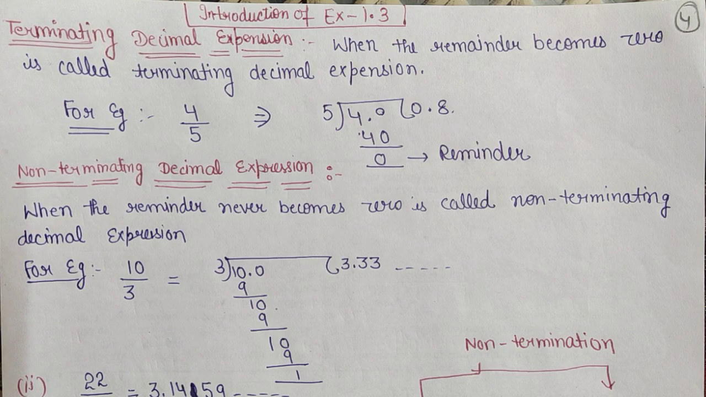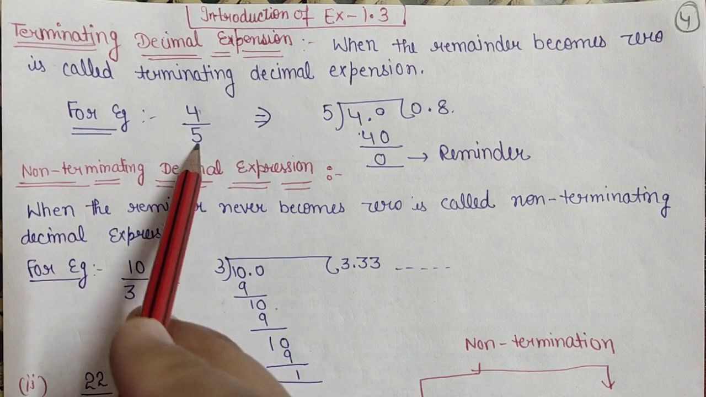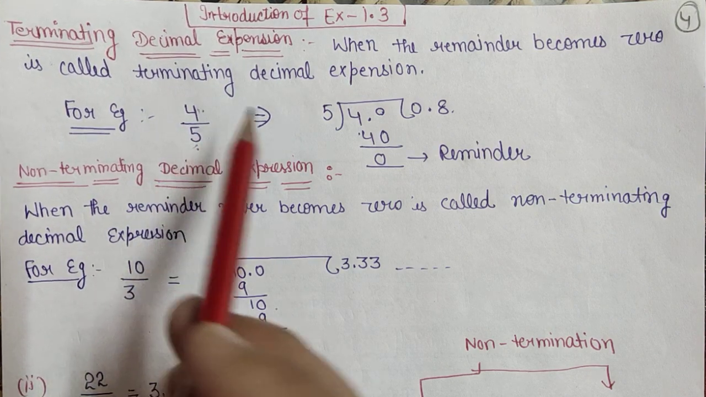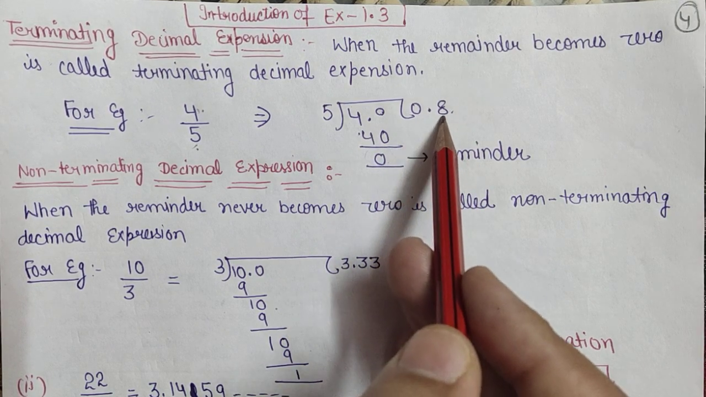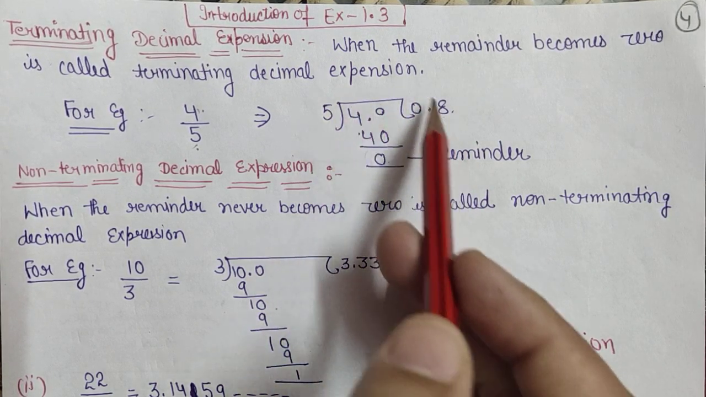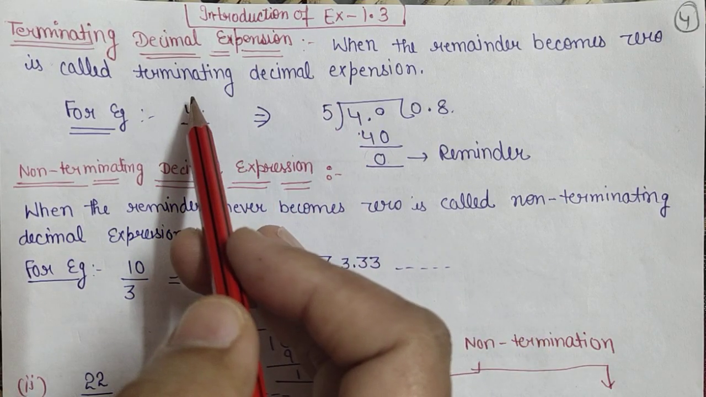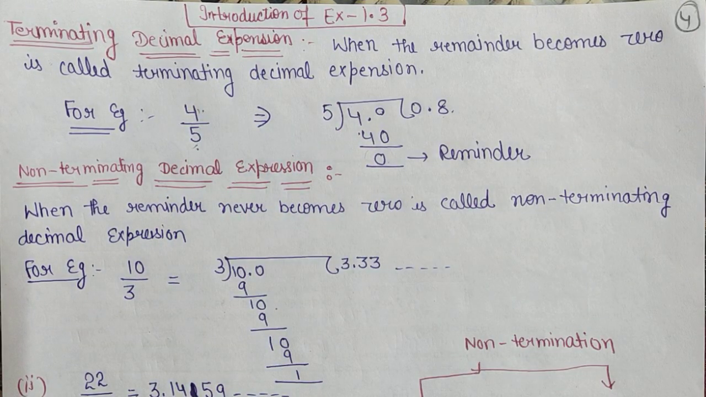Before starting the topic, I will just introduce the terms terminating decimal expansion and non-terminating decimal expansion. What is terminating decimal expansion? When the remainder becomes 0, it is called terminating decimal expansion. Let us suppose I have 4 by 5. When I divide 4 by 5, at the end your remainder is 0 and your answer is 0.8. In this case, the decimal expansion is a terminating decimal expansion.